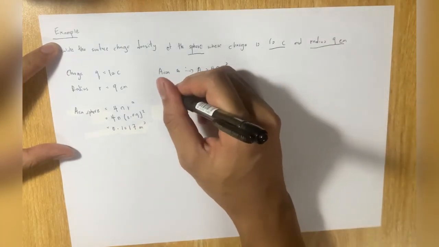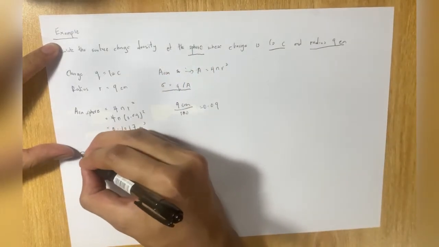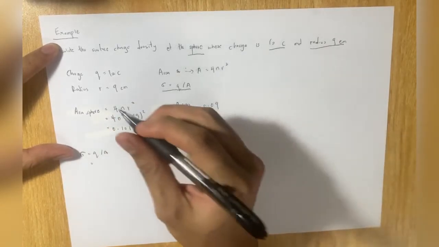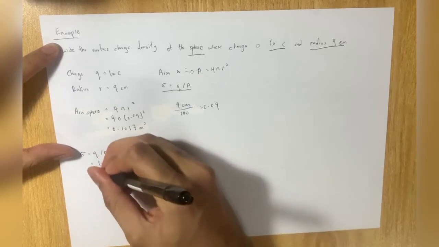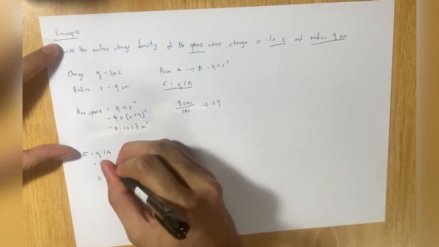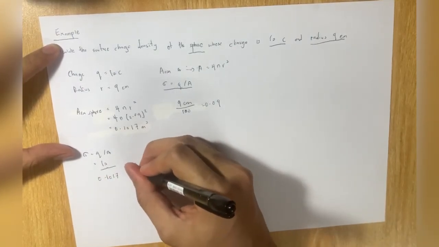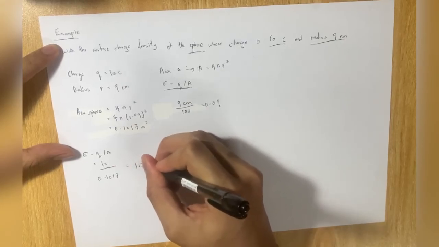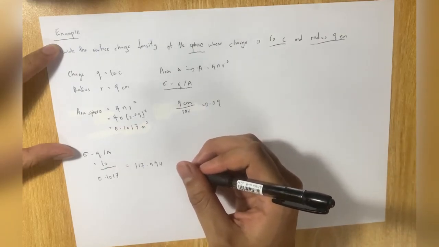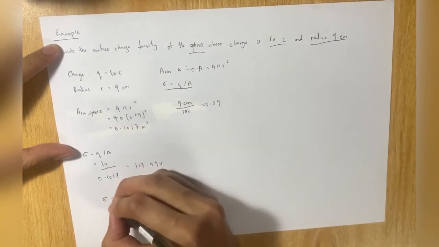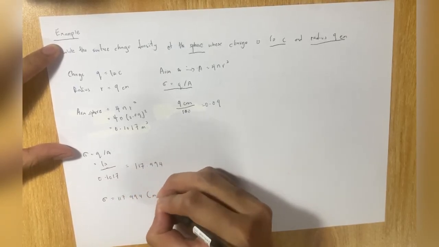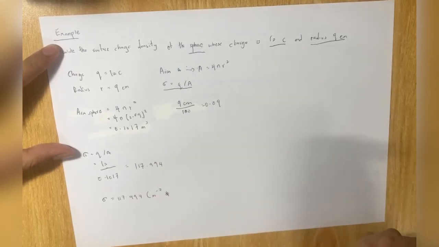Next, we have to calculate sigma. The formula for sigma is charge divided by area. The charge given is 12, divided by the area 0.1017, and then you will get 117.994. Therefore, the final answer is sigma equals 117.994.